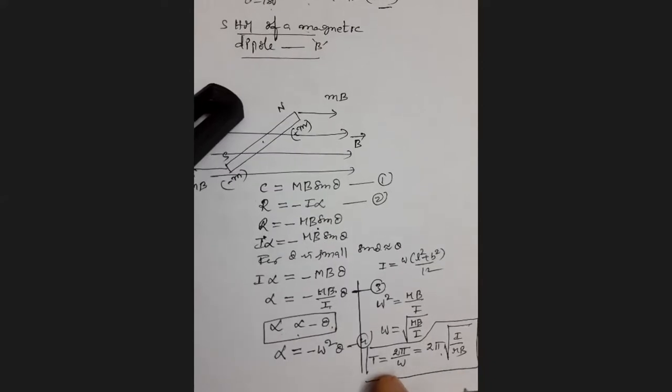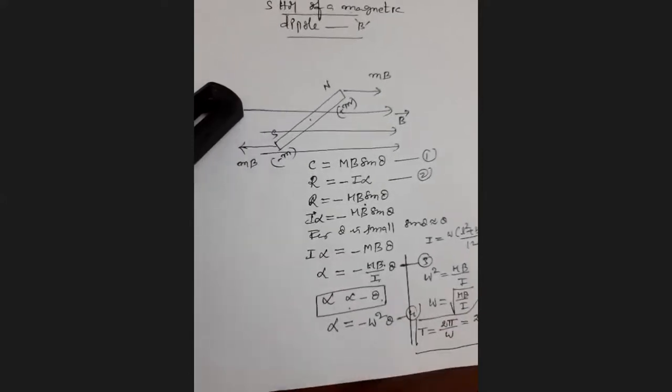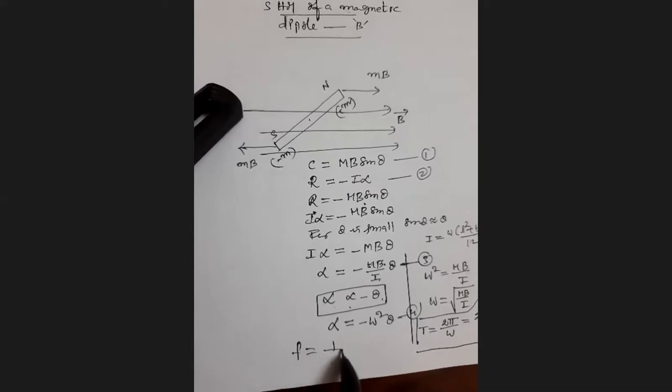So the frequency, from this, is the reciprocal of the time period. F equals 1 by T, that is, 1 by 2 pi root of MB by I. So what I am saying is, when the magnetic dipole is suspended freely in the uniform magnetic field, it can execute angular simple harmonic motion. The time period is T equal to 2 pi root of I by MB, and the frequency f is 1 by 2 pi root of MB by I.